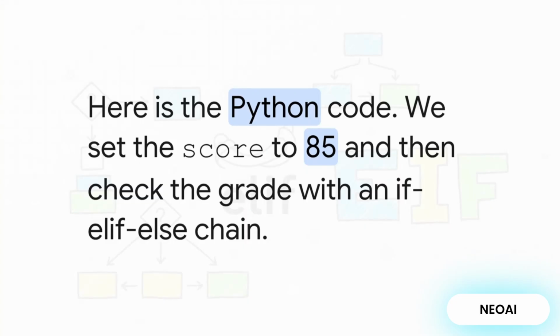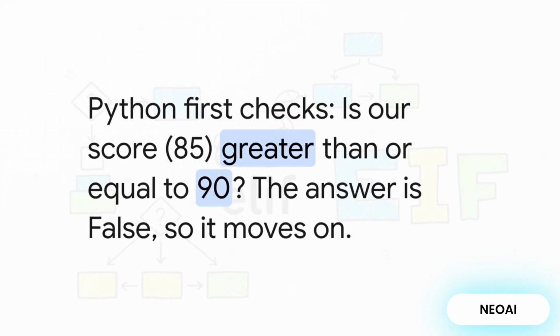Okay, now let's see how that logic translates into actual Python code. Here we go. We'll create a variable, score, and we'll set it to 85. Our mission is to use an if, elif, else chain to figure out the right grade. Let's trace this step by step, just like the computer would. First things first, the program hits that if statement. It asks, is our score, 85, greater than or equal to 90? Well, no, that's false.